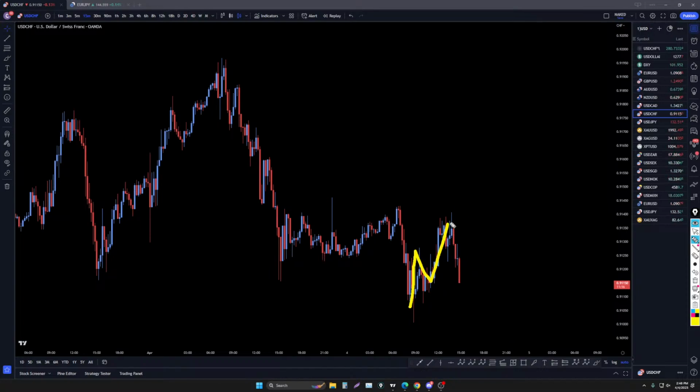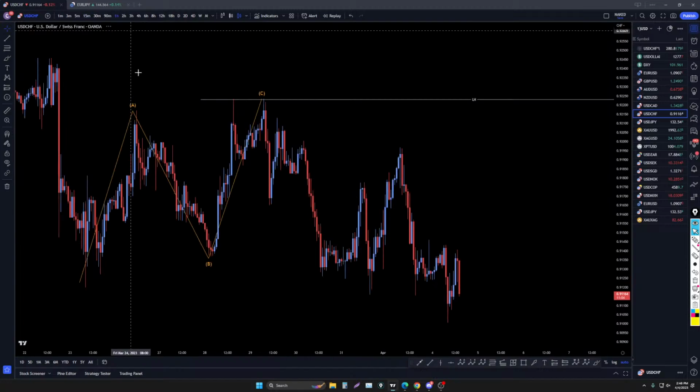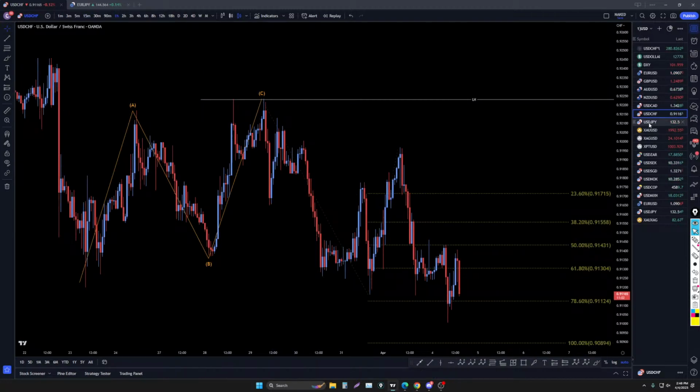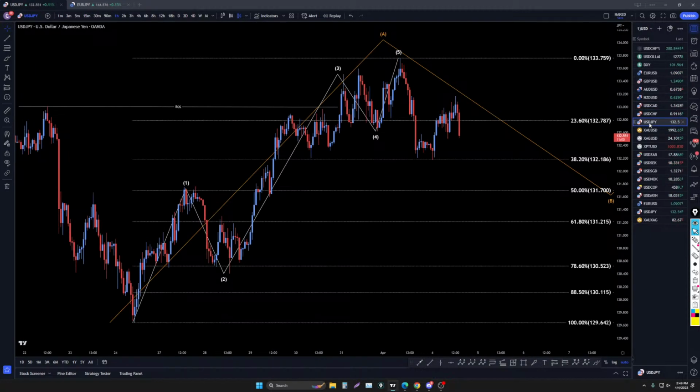3 waves up, impulsive down. The entry was like right here. So if you enter now, you're definitely chasing it, and it definitely could turn against you pretty quickly. But about a half an hour or so ago, there was definitely an entry to go short on this one for sure. No reason to think it's over. Definitely very, very bearish.